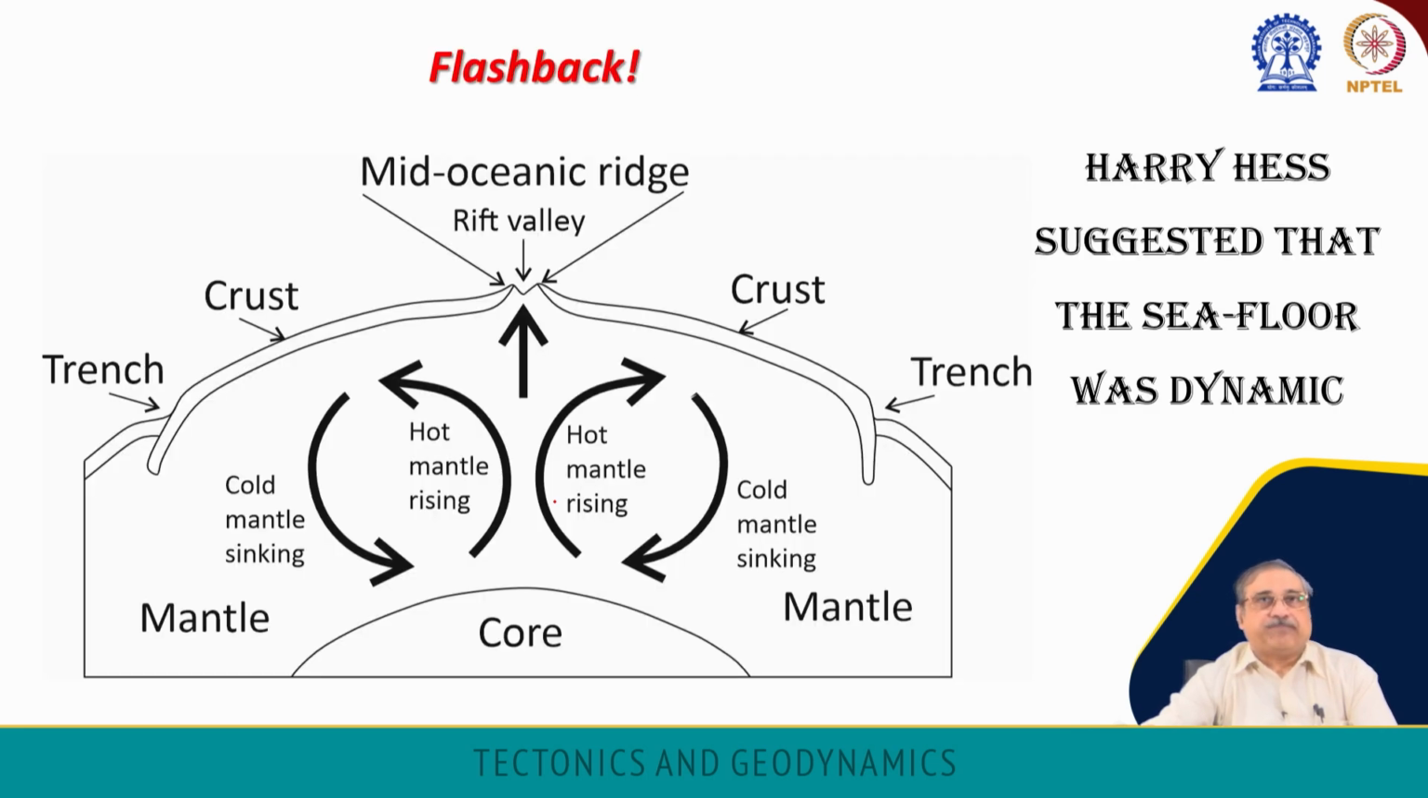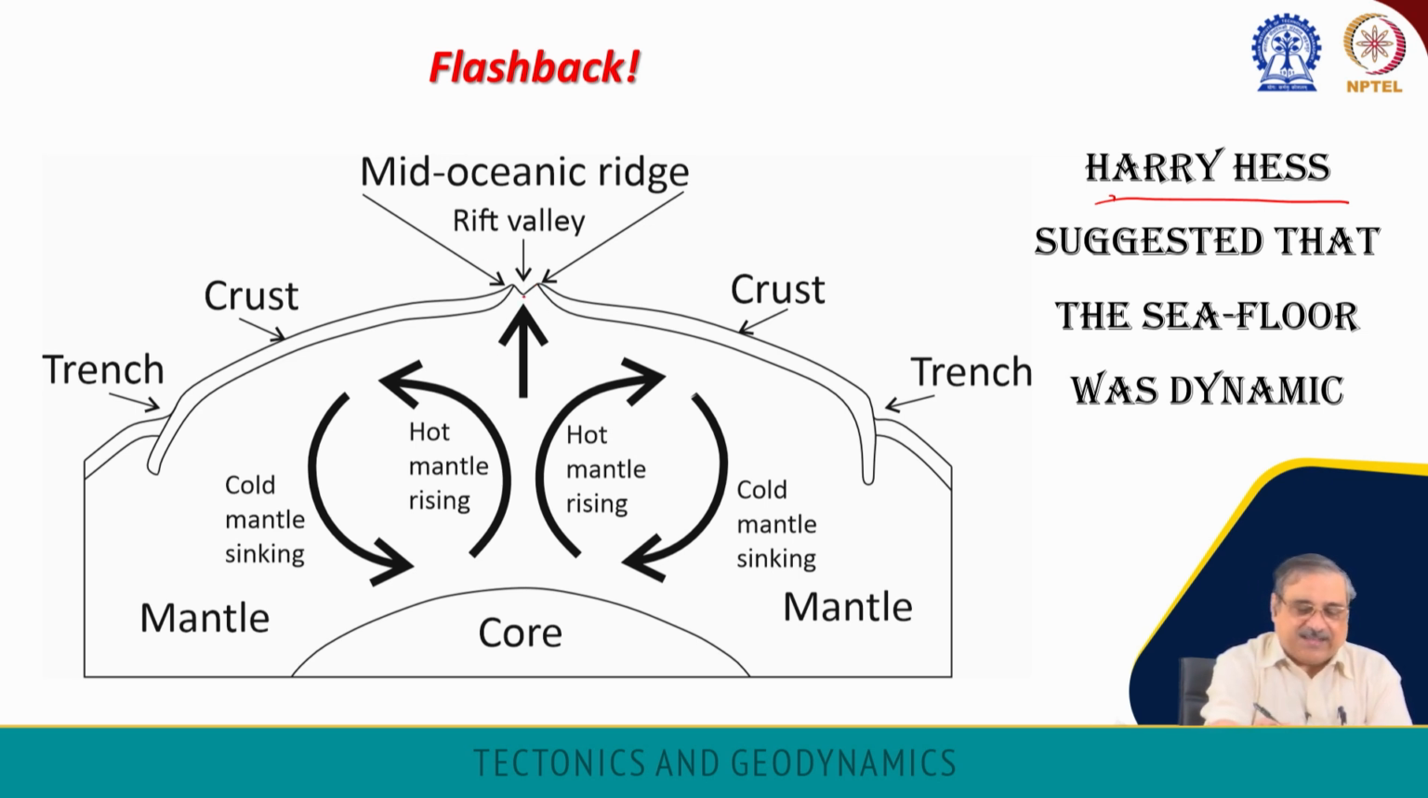Now, let us just go back to what we were talking about and how ideas had evolved. If you remember this famous person here, this was Harry Hess. Harry Hess was the first to actually think of the sea floor as a very dynamic entity. The sea floor itself, in his opinion, was something that was created at the mid-oceanic ridges. So, in the middle of the Atlantic Ocean, he observed that there were ridges, and in those ridges there was a rift valley. This had been identified by Marie Tharp and Bruce Heezen before.